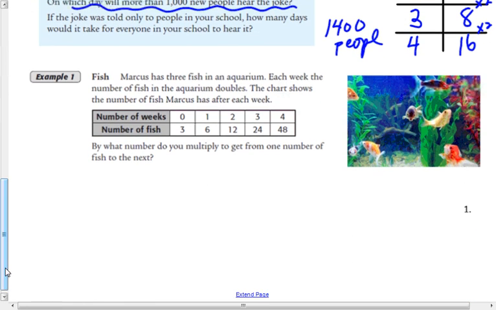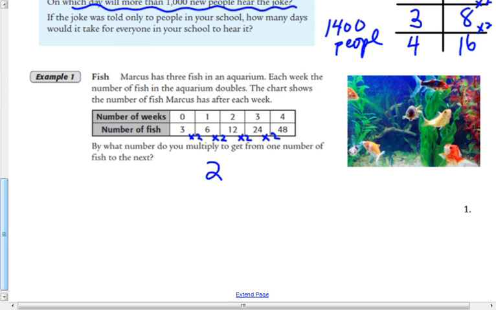All right, and then I'm going to move on to this fish problem here. It says Marcus has 3 fish in an aquarium. Each week, the number of fish in the aquarium doubles. The chart shows the number of fish Marcus has after each week. So it says they're doubling, and you can see that here. 3 times 2 is 6. 6 times 2 is 12. 12 times 2 is 24. 24 times 2 is 48. It says by what number do you multiply to get from one number of fish to the next? So doubling is multiplying by 2.